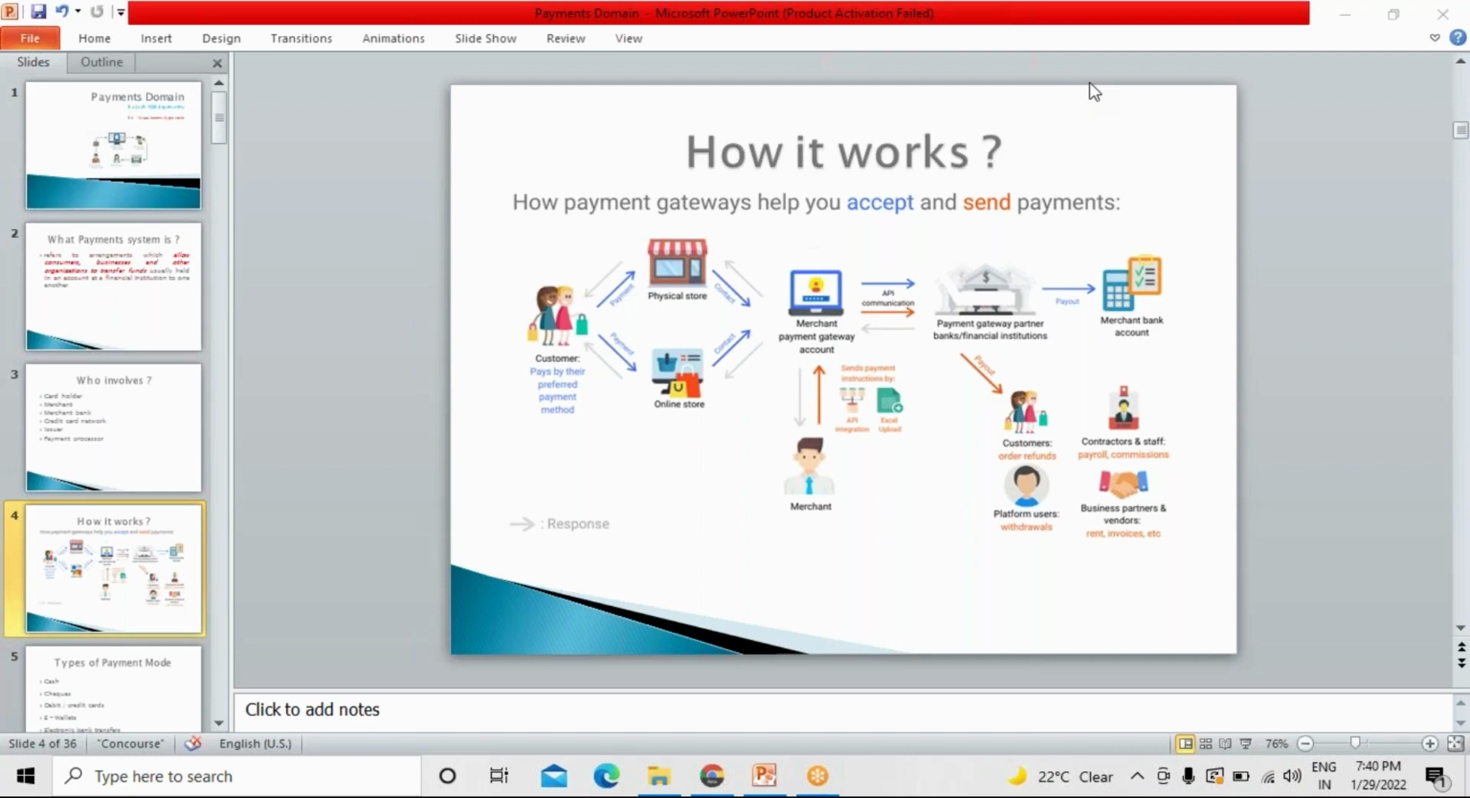So there is a third party transaction happening, something like PayPal. The best example I can give is PayPal. PayPal is a third party that takes transactions from both parties, the sender and the receiver, and works as a third party interface between them, because they receive amounts and carry out all the transactions.